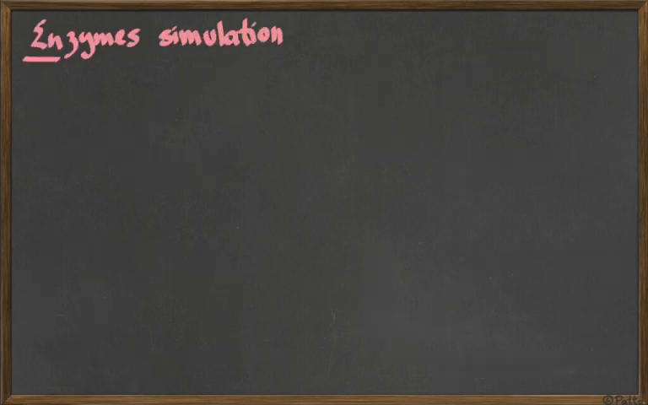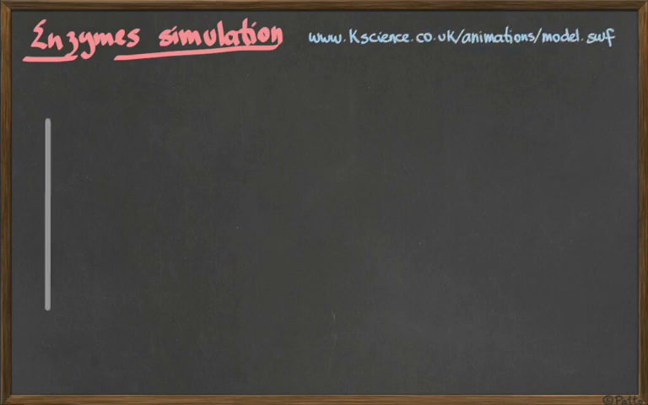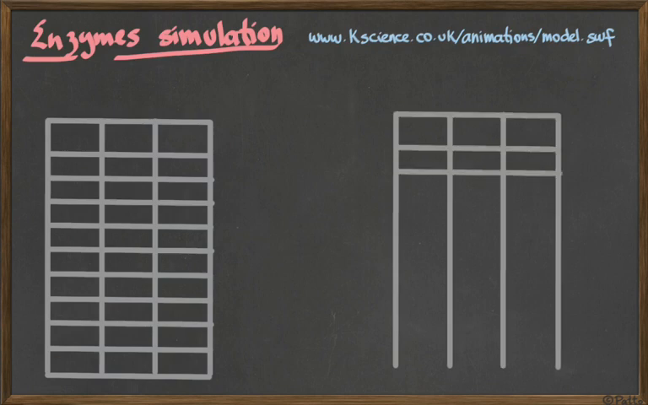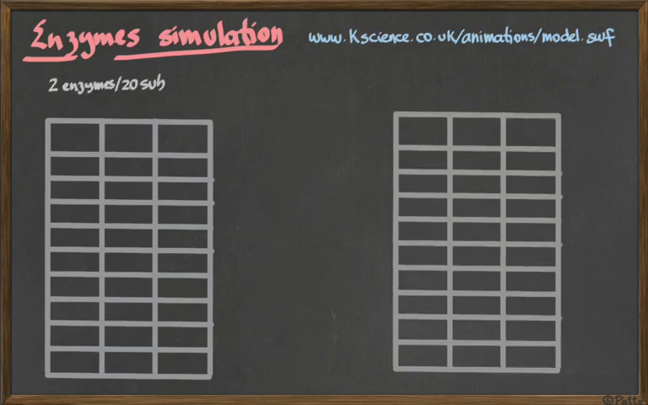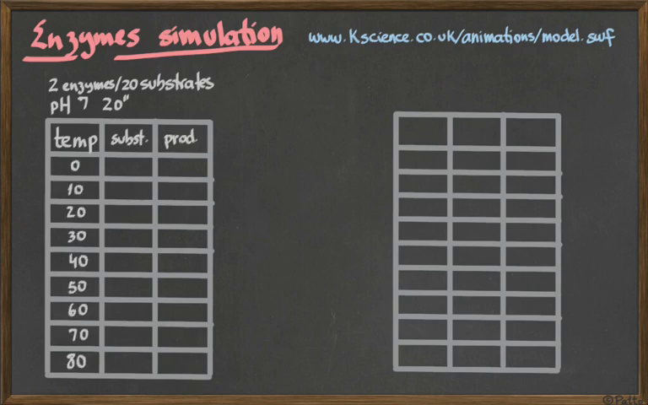What I would like you to do now is to run a simulation. Okay, if you go to this website, kscience.co.uk, animations, model SWF, you can choose some factors regarding a few enzymes over there. So choose 2 enzymes, 20 substrates, pH 7, don't put inhibitors, don't change anything else, and play it for 20 seconds with different temperatures. So you're going to have 0, 10, 20, 30, 40, 50, 60, 70, and 80. This is going to be our independent variable, and you're going to be running it for 20 seconds.